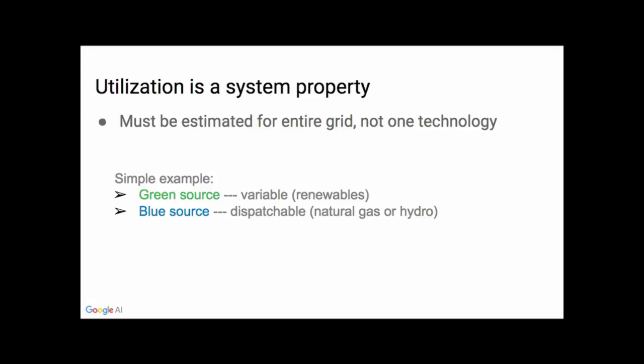It turns out I've given you analysis, I've shown you a couple of graphs where the utilization of the electricity was done in isolation, but that's not right. Really, utilization is a system property. You have to estimate it for the entire grid. You have to estimate it for all technologies together, not just one technology in isolation. So here's an example. You have a green source. Let's say it's renewables. It's some sort of variable source. And you have a blue source, which is called dispatchable. You get to turn it on and off as you wish. And that might be natural gas, electricity, or hydropower.